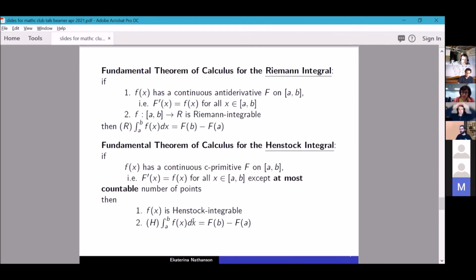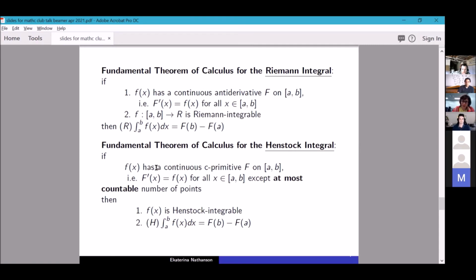So here's where we get improvement. This first statement is our regular fundamental theorem of calculus that we learn in calculus for the Riemann integral. The theorem says that if the function f has a continuous antiderivative, capital F, and the function f is Riemann integrable, then our formula works. The integral can be calculated as the difference of the antiderivative at the endpoints.